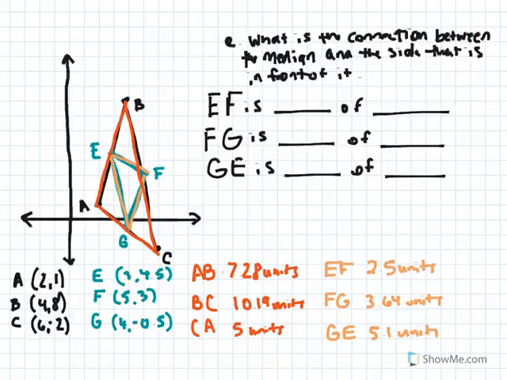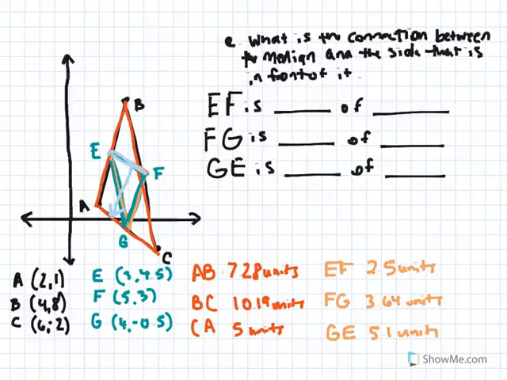And now the last thing that we have to do is, what is the connection between the median and the side that is in front of it? Okay, so the medians are EF, FG, and GE, the lines that we just found earlier. Okay, so here are the medians. All right, so it's asking us to find what is the connection between the median and the side that is in front of it. So if we're looking at, hold on, let me get a different color. If we're looking at EF, we're trying to look at the side that is in front of it or across from it. So we're looking at the relationship between EF and AC.